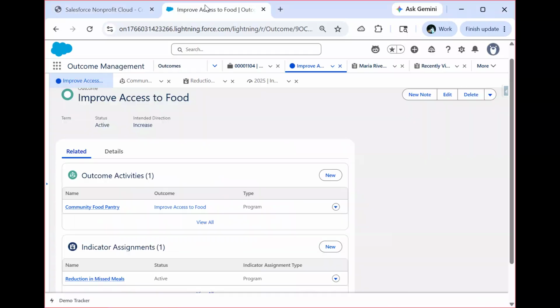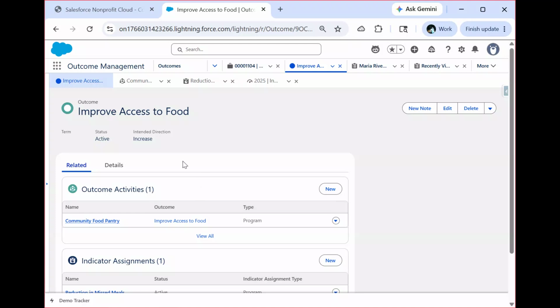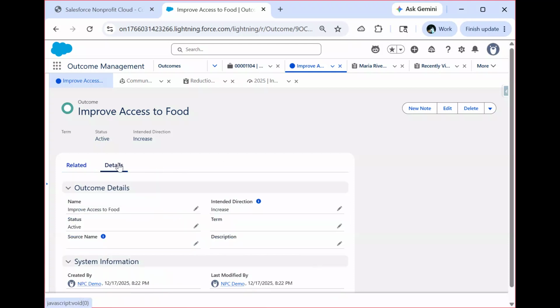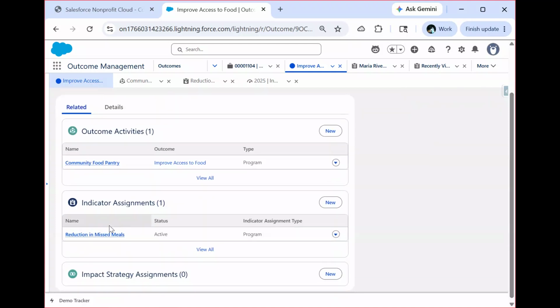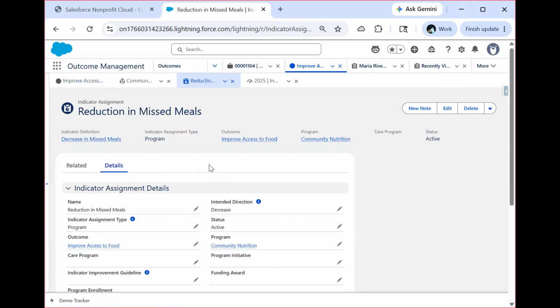Let's look into the org. So just to reiterate, we have an outcome by name, improve access to food. Now this particular outcome has an activity and also an indicator. So if you look into the indicator, reduced missed meals, and we are intending it to decrease over a period of time.